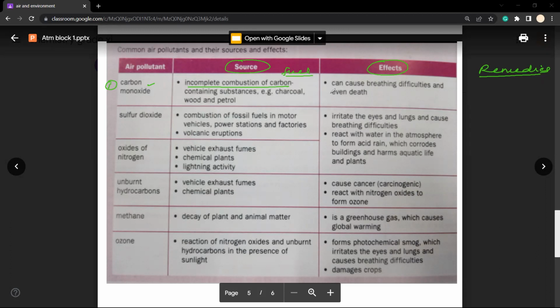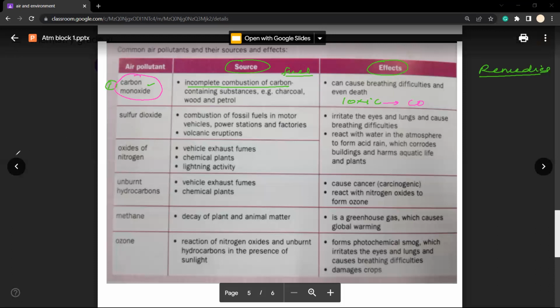Carbon monoxide is a toxic gas. Now, what do we mean by toxic? Toxic means that if somebody breathes in carbon monoxide, it combines with the hemoglobin. Because it combines with the hemoglobin, it prevents the transportation of oxygen in blood, and because of that, the person becomes breathless and eventually dies due to suffocation. That's the reason carbon monoxide is very harmful and it acts as a pollutant.